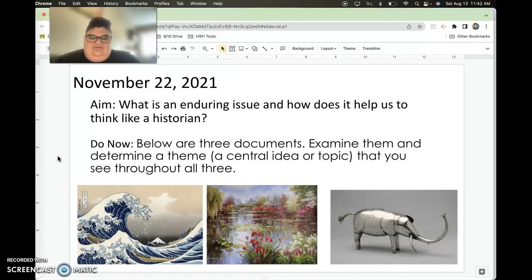Going on to, I want you to fill out the Padlet and record your answer.